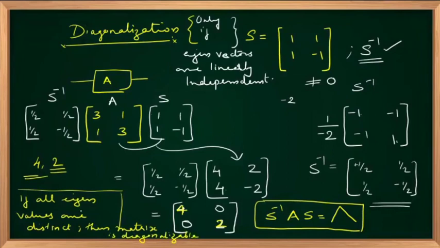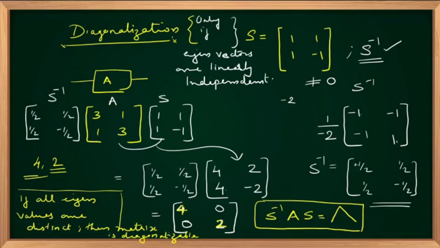I'm trying to write it here itself because I will give you a clear picture from the slide itself. If all the eigenvalues of a matrix are distinct, then the matrix is diagonalizable. Does that mean if the eigenvalues are not distinct, they are not diagonalizable? No, because for repeated eigenvalues also, I can have linearly independent eigenvectors.